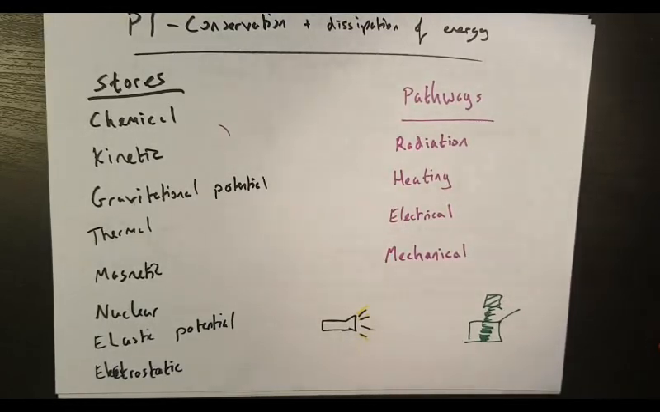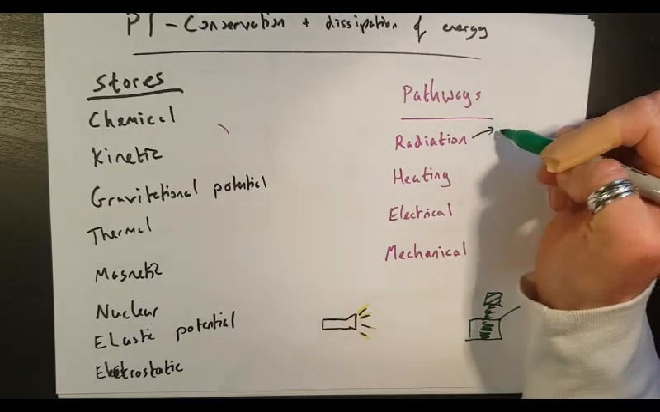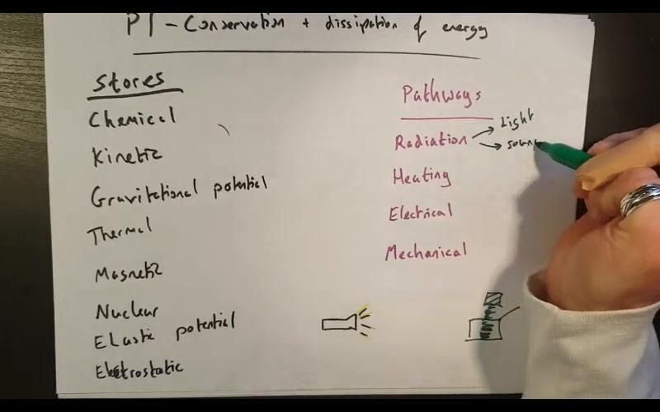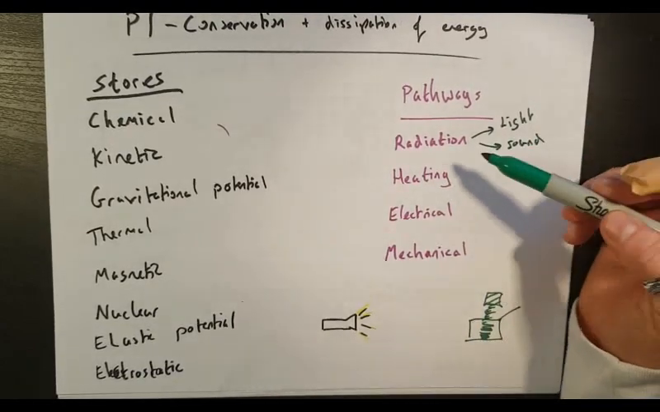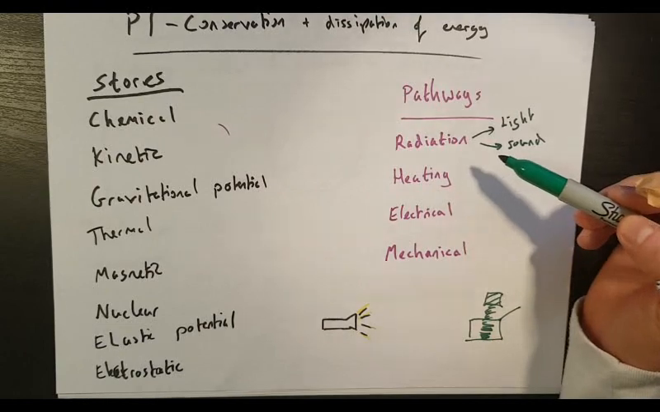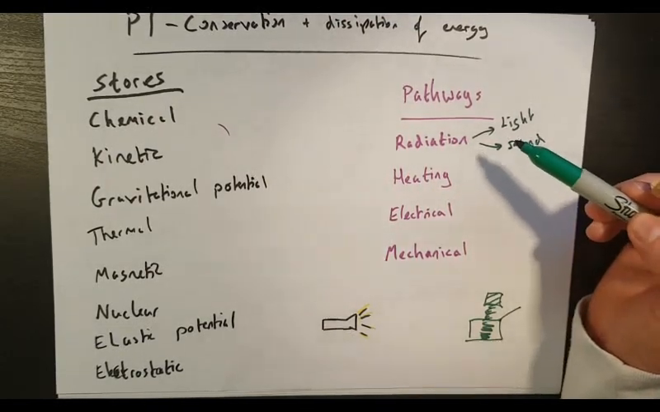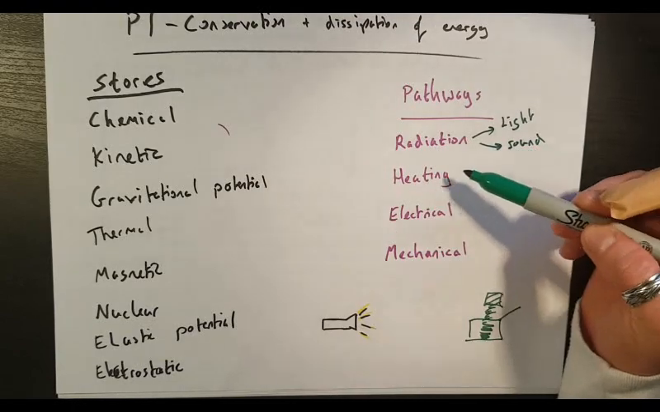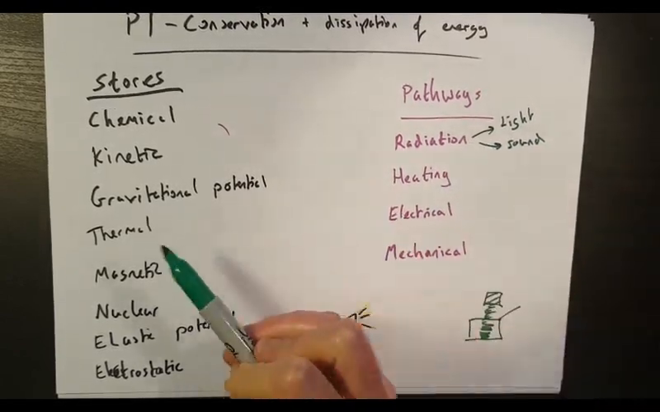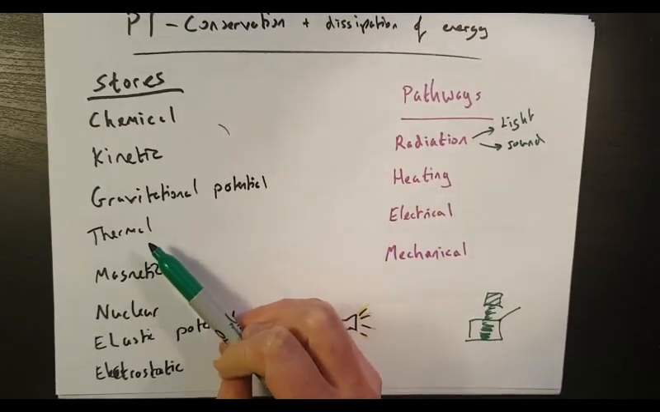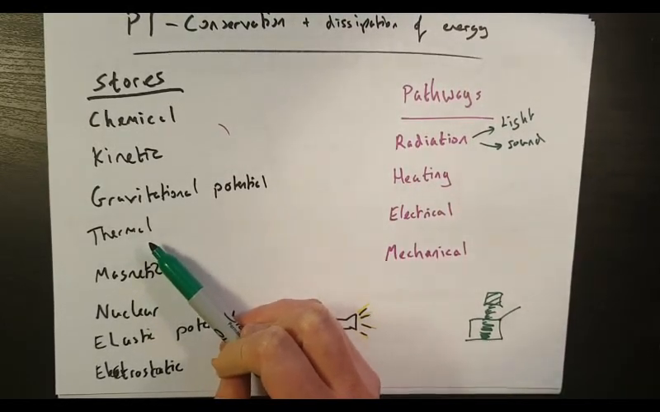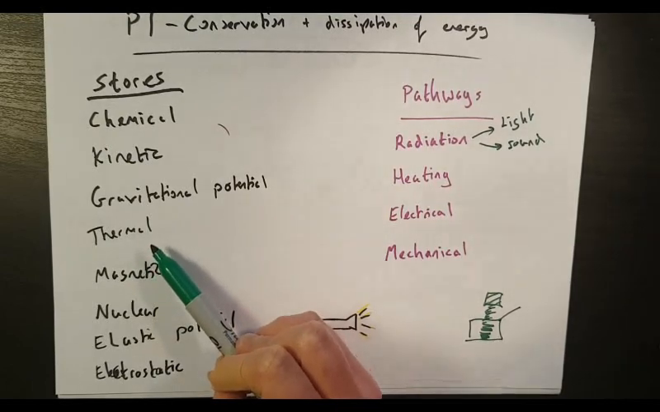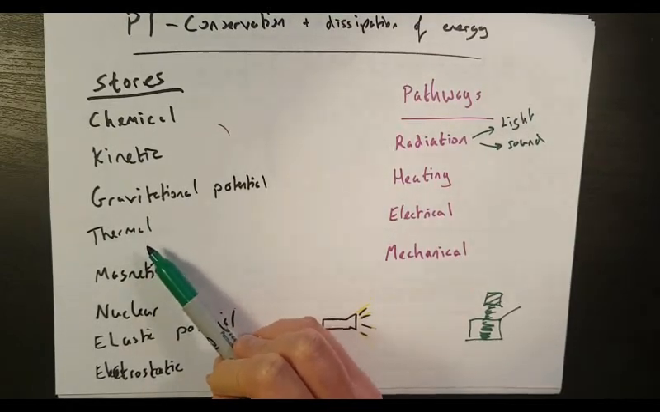So we've got radiation, which could mean light, it could mean sound, but it could also mean another form of electromagnetic radiation, like an X-ray or microwave. That is a pathway as well. But mainly it's going to come under light and sound. Heating, so not to be confused with thermal energy. If something has a store of energy, it has some temperature, it has some heat energy in it, it has now got a thermal store.